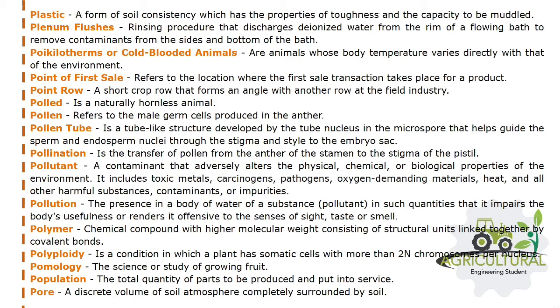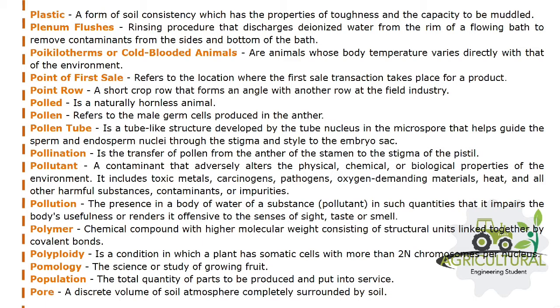Pollutant, a contaminant that adversely alters the physical, chemical, or biological properties of the environment. It includes toxic metals, carcinogens, pathogens, oxygen-demanding materials, heat, and all other harmful substances, contaminants, or impurities.